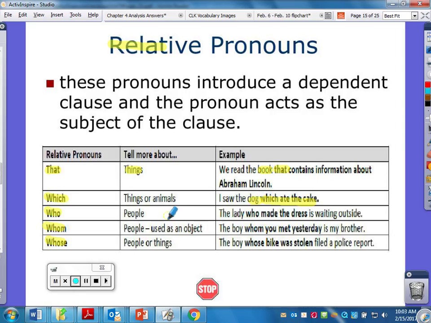Who tells more about people. The lady who made the dress is waiting outside. Who made the dress is telling more about the lady.